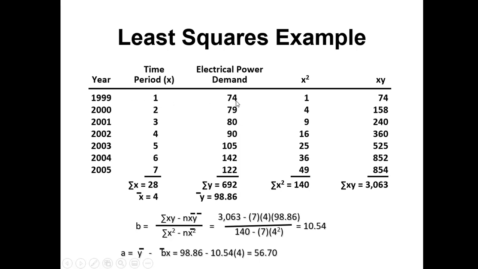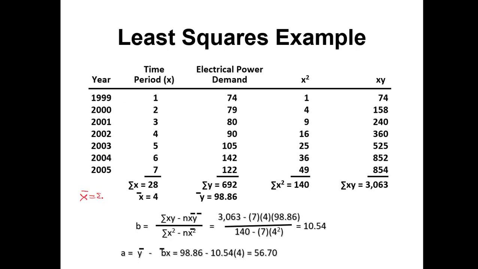So in 1999, let's suppose the electrical power demand was 74, in 2000 it becomes 79, and in 2005 it becomes 122. Now we want to forecast, let's suppose for 2006, what will be the forecast. If we construct a trend line, that forecast will be most reliable, more accurate. So before going to that, in order to construct the line, we will calculate the mean, and you people know what the mean is.